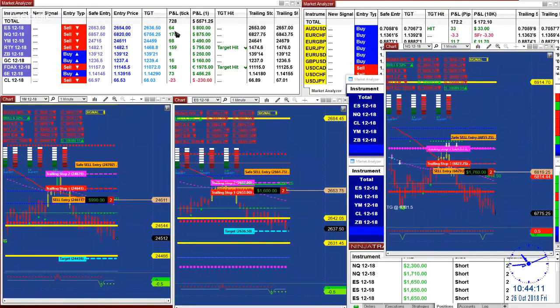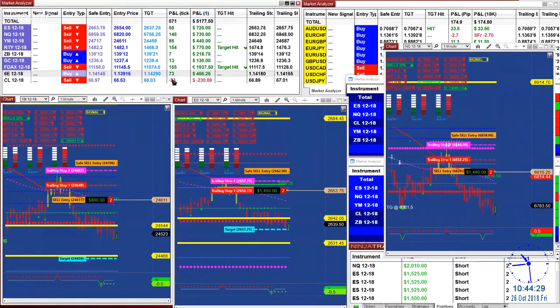Right now, based on the last entry signal, we have 65 ticks on the ES, 180 ticks on the NASDAQ, 100 ticks on the YM, 160 ticks on the Russell, 7 ticks on the 30-year Treasury bond, 17 ticks on the DAX, and 73 ticks on the 6E, and down 23 ticks on the CL. There are also sanctions going to start next month on the 5th, so watch out for the oil price next week, guys. Keep your eye very close on the oil price.